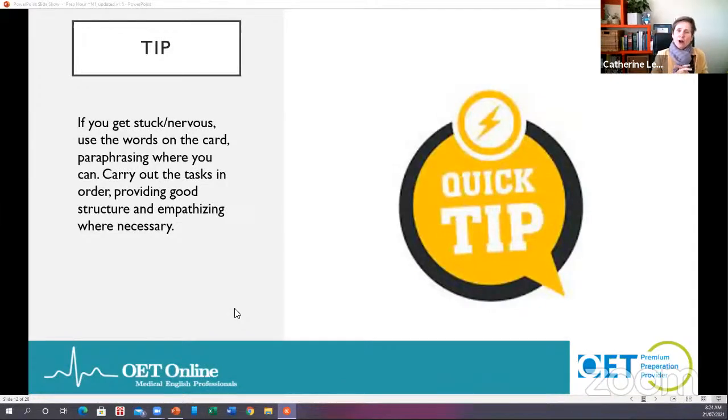So my overall tip here is you've got a role card. It's about a condition you know nothing about. If you get really nervous, use the words on the card. If you get stuck, it's better than saying nothing. So that's the basic level of English. Next would be to paraphrase, to move the words around into a different order. But the best thing is, of course, if you can completely use your own words, use synonyms.